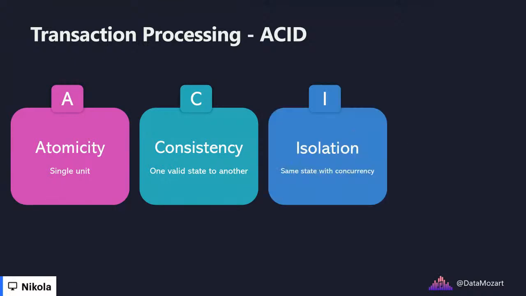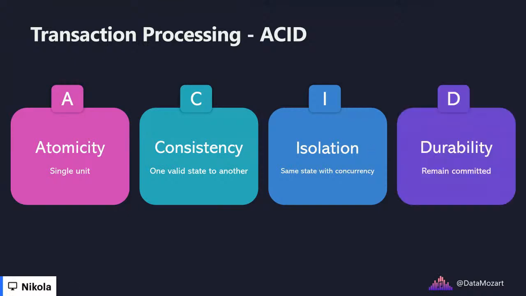Then we have isolation. This concept ensures that the database will be in the same state when multiple transactions are executed concurrently as if they were executed in sequence. And finally, we have durability. Durability means that once a transaction is committed to a database, it remains committed even if the whole system fails afterward.